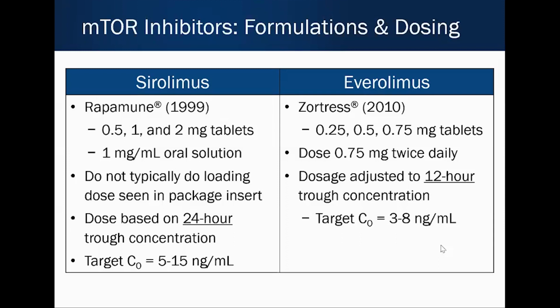Sirolimus, because it does have that 60-hour half-life, is given once a day, and the dose is based on a 24-hour trough level, with targets anywhere from even sometimes lower than 5, maybe you can even say 3, to upwards of maybe 10, depending on how the drug is being used, what other drugs it's being used in combination with. Everolimus then is given twice daily, so similar to our tacrolimus products. The levels are based on a 12-hour target trough.